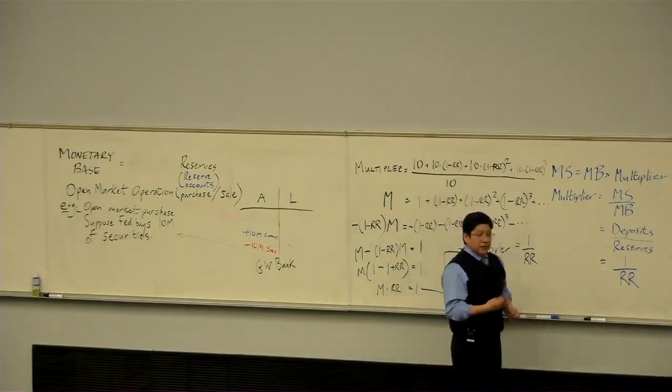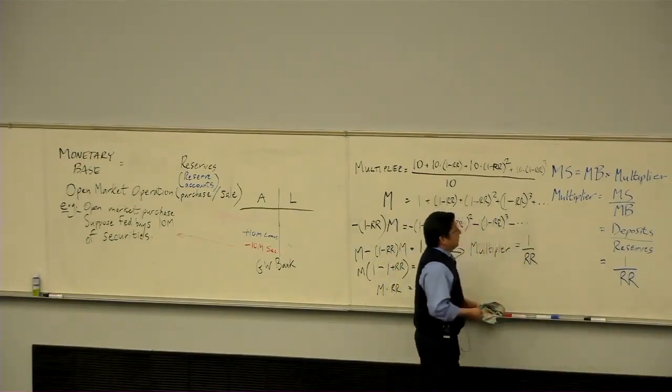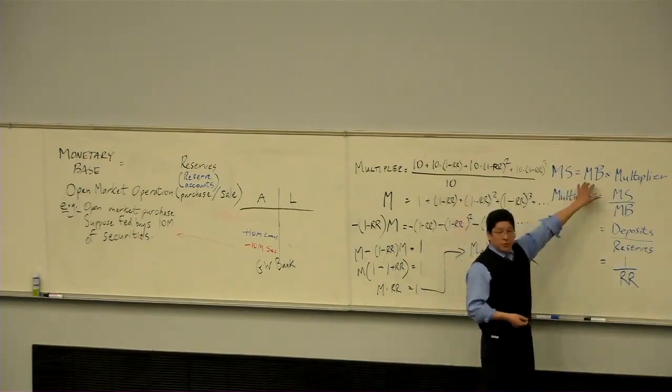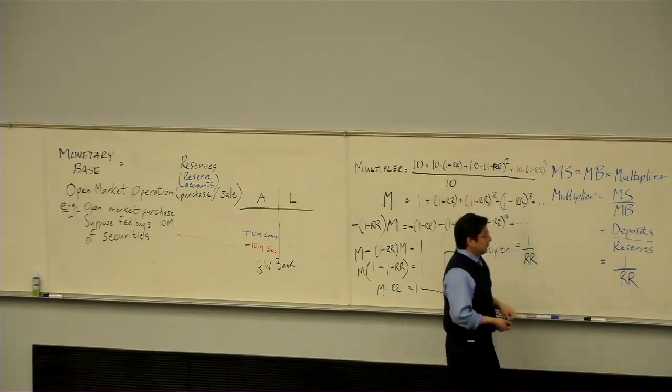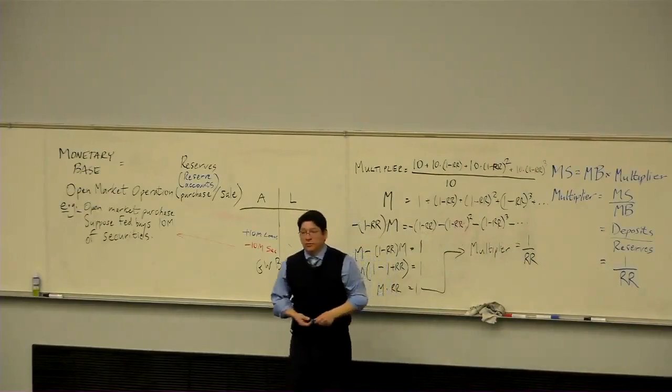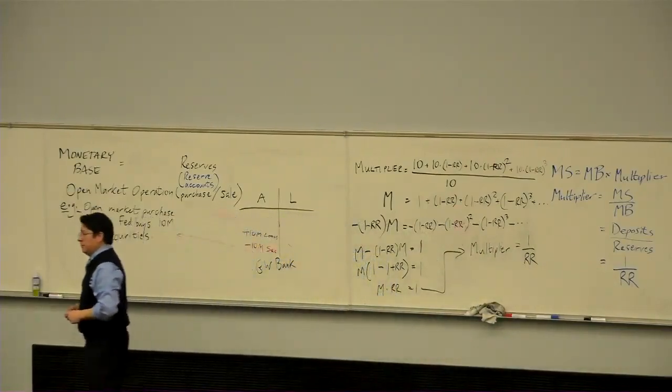In addition, it underlines once again this idea that the Fed can control the monetary base because they can decide how much to buy or sell, but they don't control this. The banks do. Any questions, thoughts about this process?